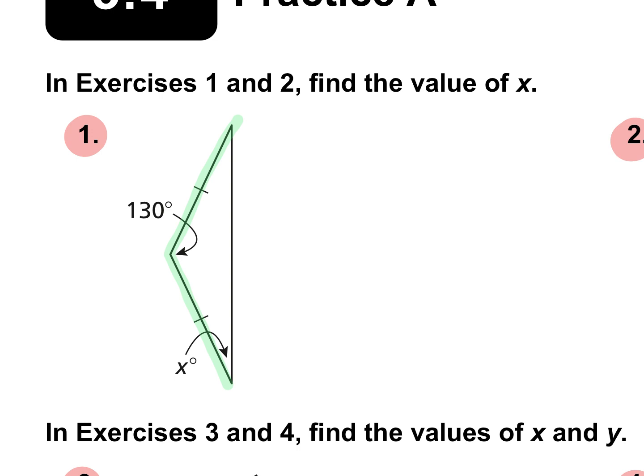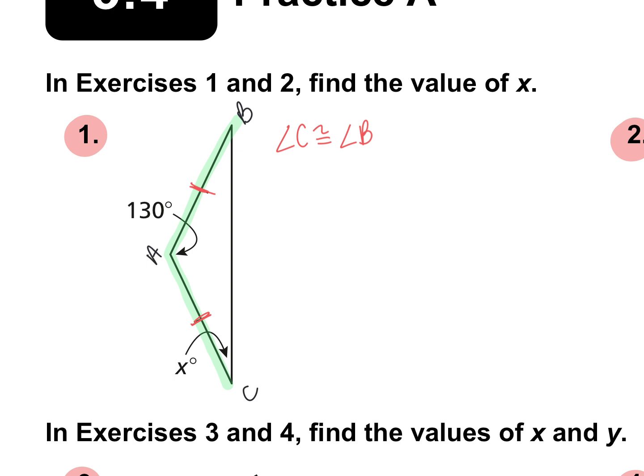So can someone tell me, if I were to label this A, B, C, which two angles would be congruent? Which two angles would be congruent? All right, angle C would be congruent to what? Good, angle B, okay? Just please make sure you know, if you have two sides that are congruent, which two angles would be congruent. A lot of that is going to be on your quiz.